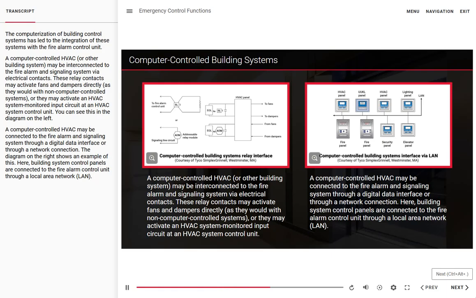A computer-controlled HVAC may be connected to the fire alarm and signaling system through a digital data interface, or through a network connection. The diagram on the right shows an example of this. Here, building system control panels are connected to the fire alarm control unit through a local area network, or LAN.